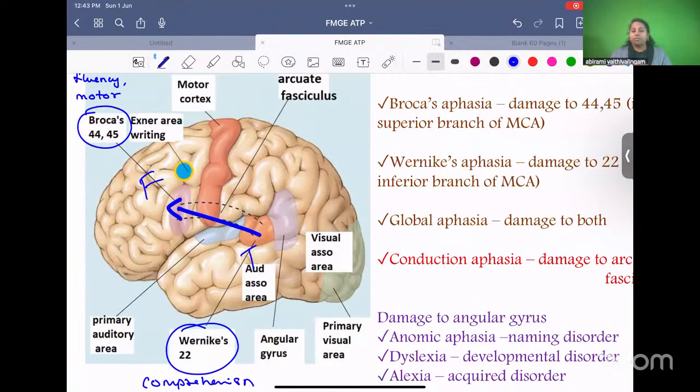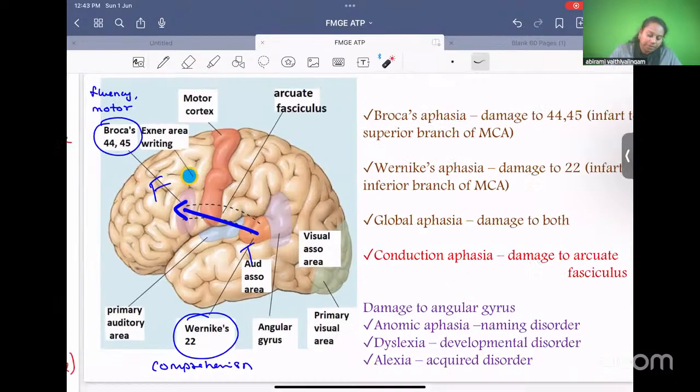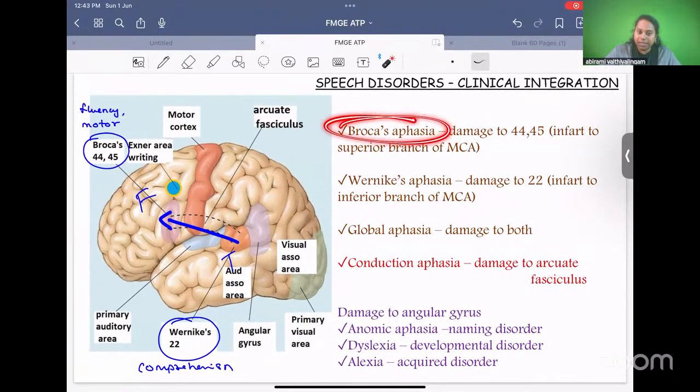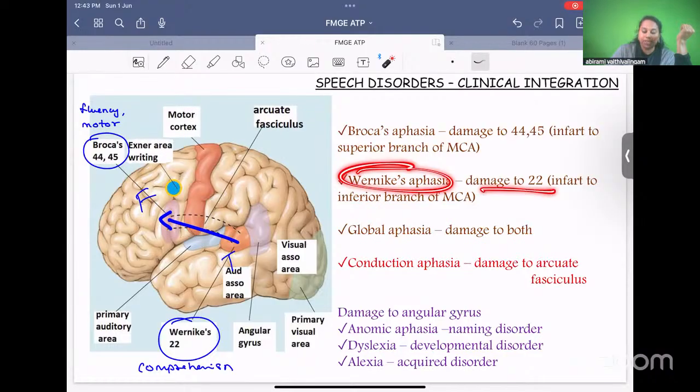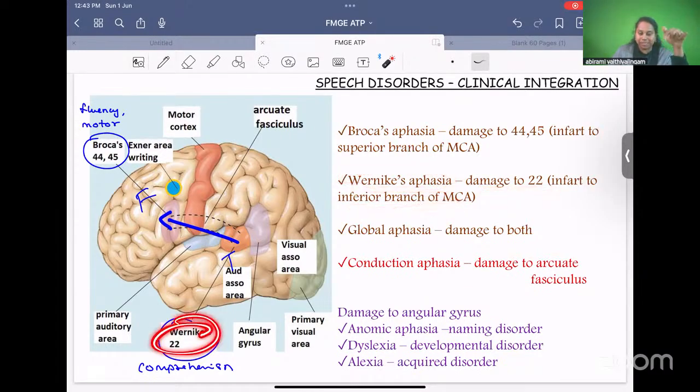Now, what are the different types of aphasia? If there's any damage to Broca's area, it is called Broca's aphasia. Damage to Broca's area, number 44, 45. This is supplied by the superior branch of the middle cerebral artery, obviously because Broca's is on top here. Wernicke's aphasia, damage to area 22, is an infarct of the inferior branch of the middle cerebral artery. Because Wernicke's is down, it is supplied by the inferior branch.